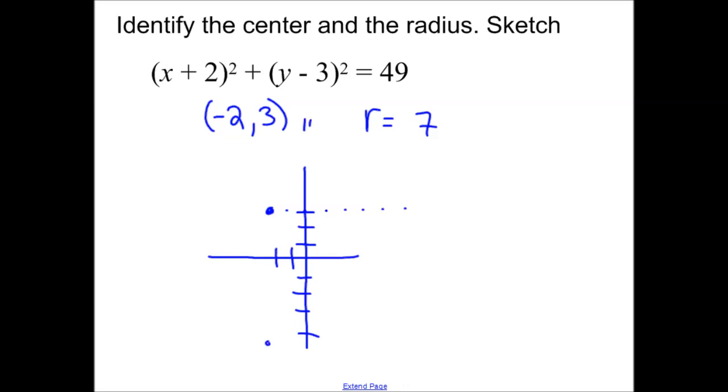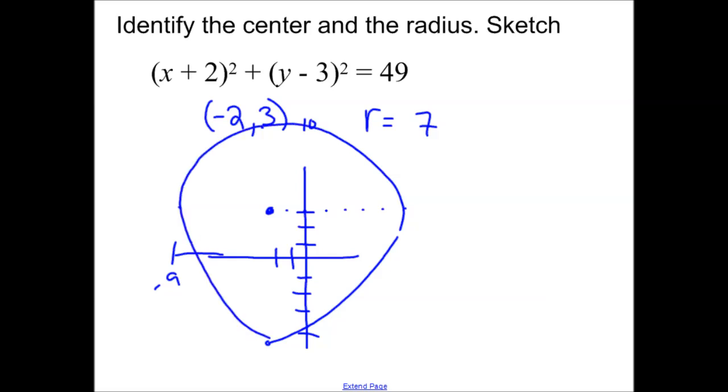I'm going to kind of run into stuff. And if I'm at -2, count 7 over here, I'd be at -9. And then just connect all your dots here. And I'm kind of out of scale, so don't even pretend that's a very nice circle. I'm not going to even worry about it.